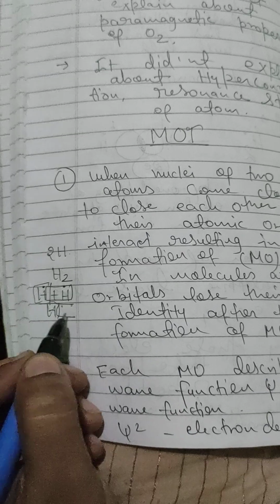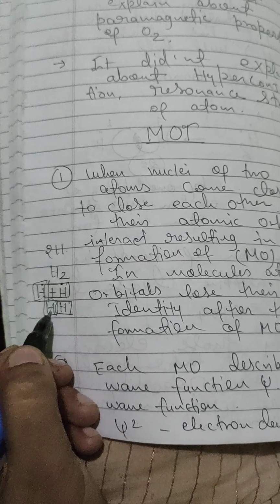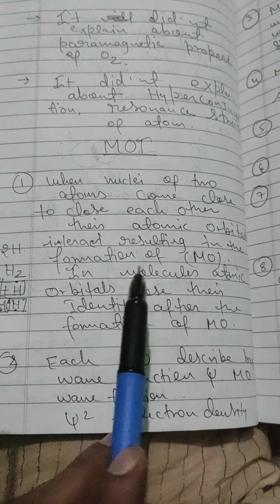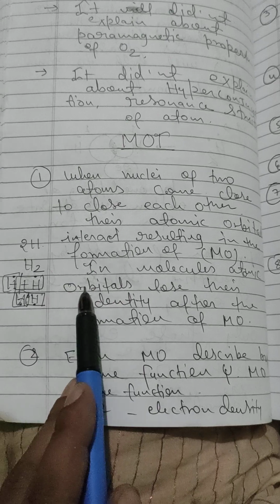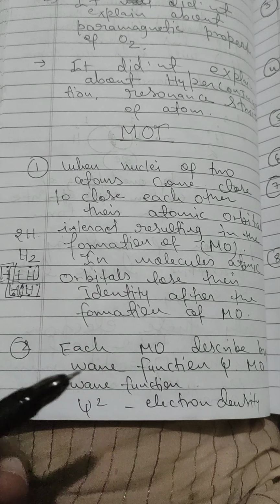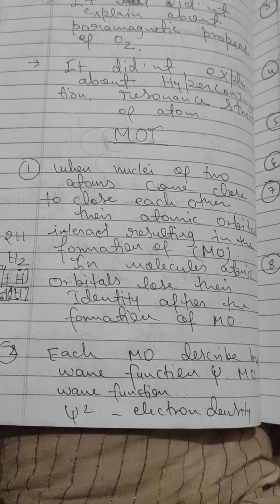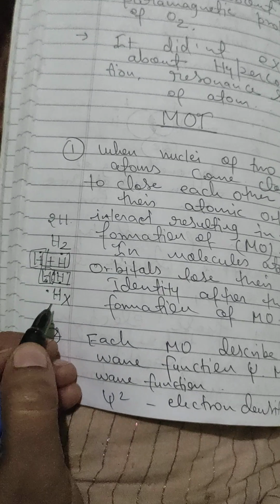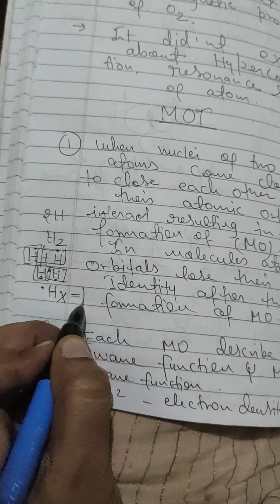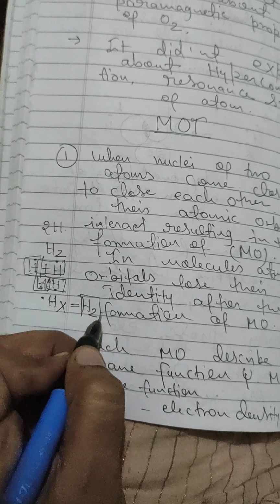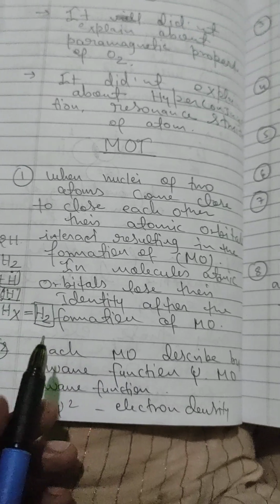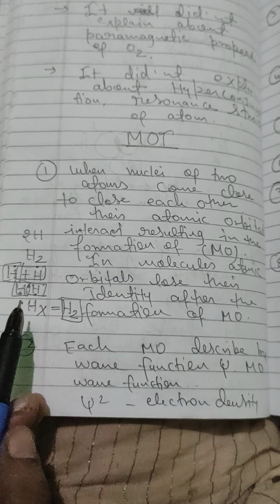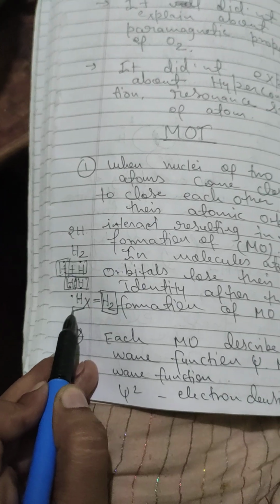So it will change into a molecular orbital, taking one electron each. Now they lose their identity, okay. They are not a single hydrogen anymore, they will not behave as a single hydrogen at all. How will they behave? They will behave like an H2 molecule. In a molecule, atomic orbitals lose their identity.